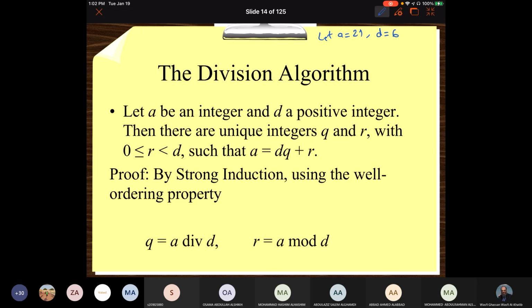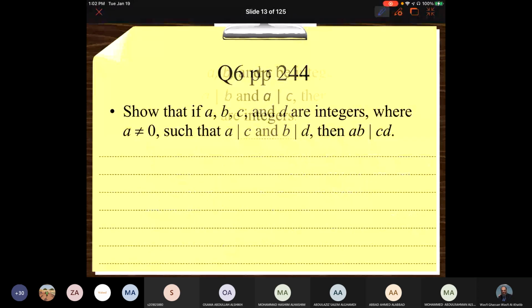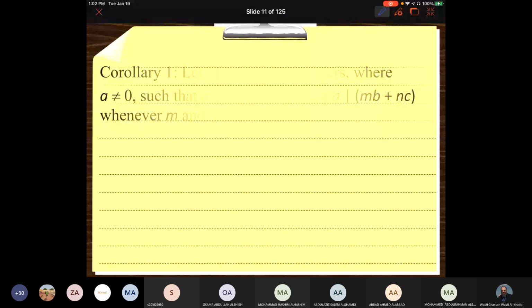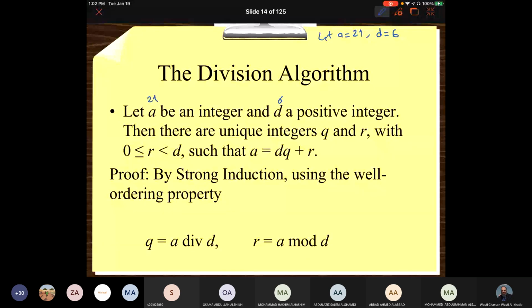Now, what does the theorem say? The theorem says that for A equal 21, D equal to 6, there are unique integers Q and R with R greater than or equal to 0, less than D, such that A equal DQ plus R. So there are Q and R such that A, which is 21, is equal to D multiplied by Q, 6 multiplied by Q, plus R.